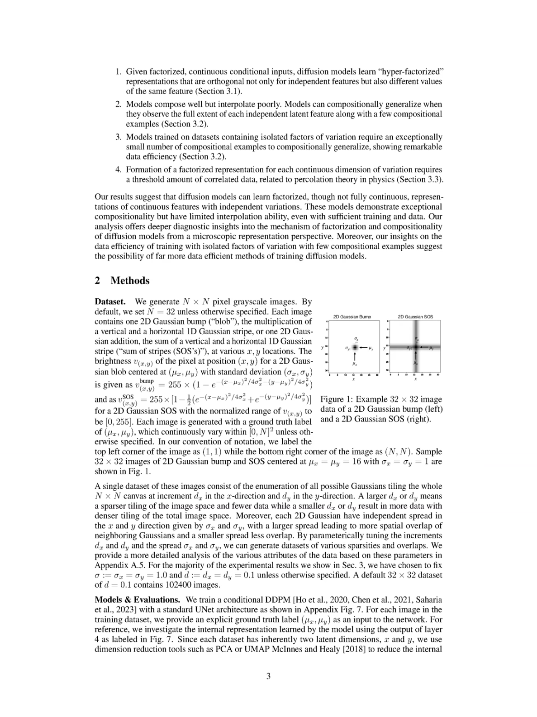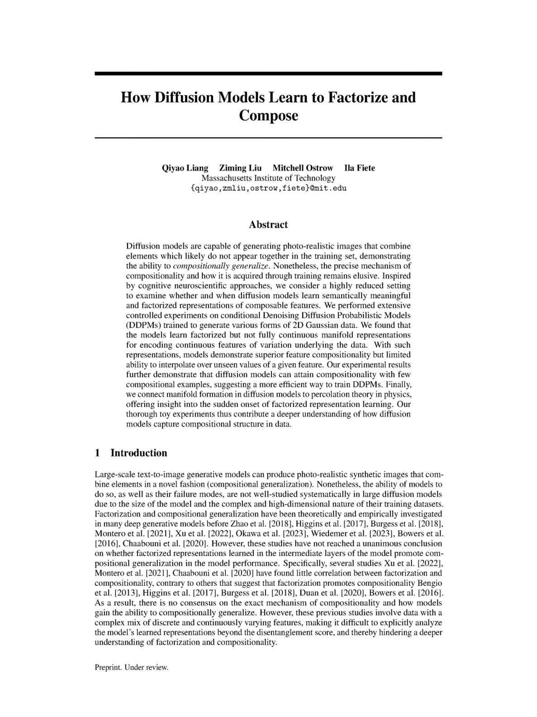Next, we train a conditional denoising diffusion probabilistic model, DDPM, using a standard UNet architecture, where each image is paired with a ground truth label, mu_x, mu_y. During training, we assess the model's performance by evaluating its ability to generate accurate images based on these labels, while also analyzing the learned representations through dimension reduction techniques like PCA or UMAP.